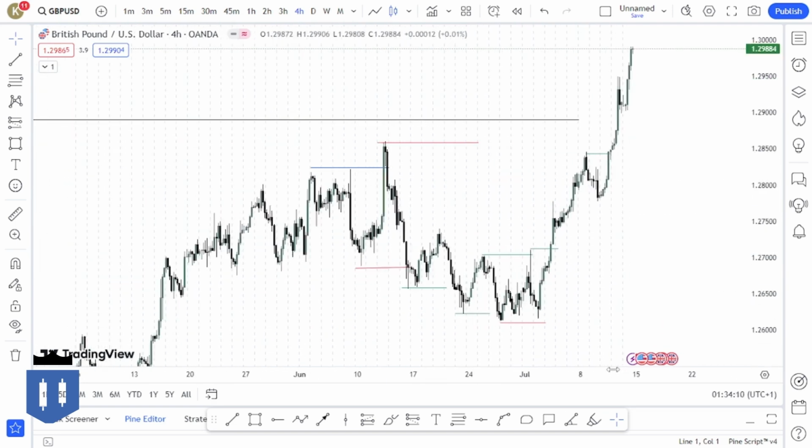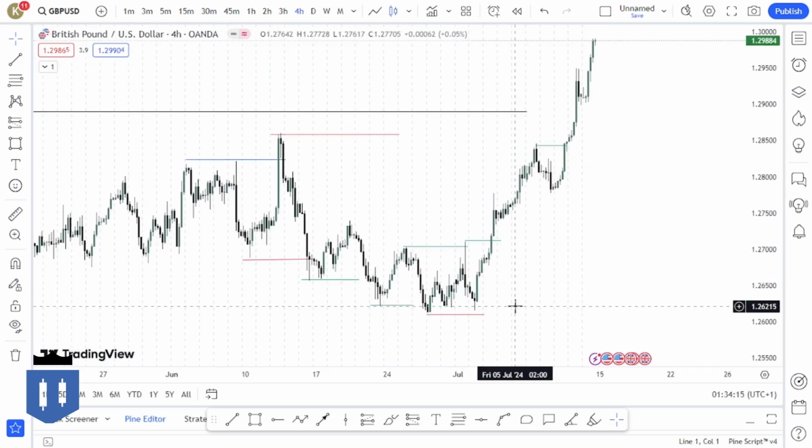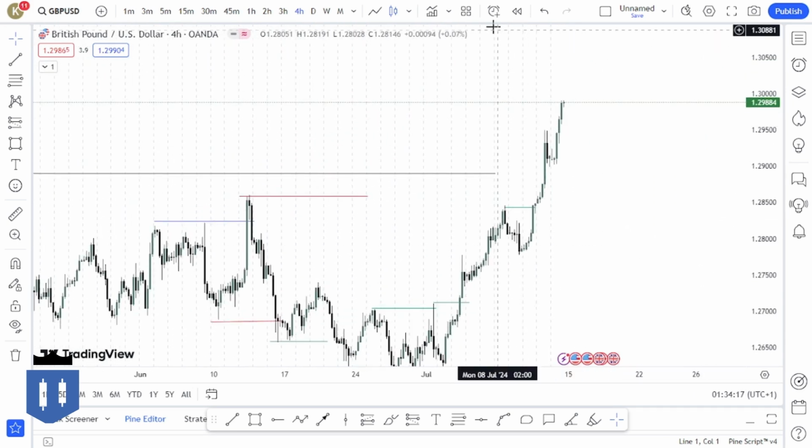As you can see, the 4-hour chart is looking very, very easy to understand on GBPUSD. Very, very simple and easy to understand. See you in the next video, guys.